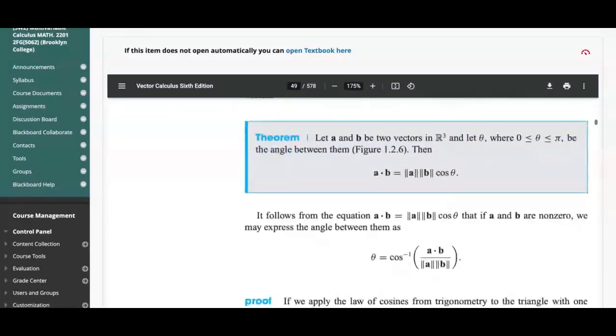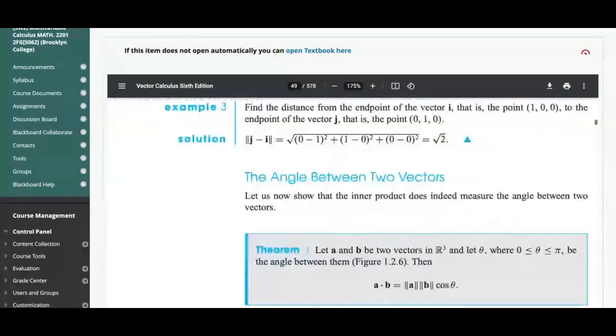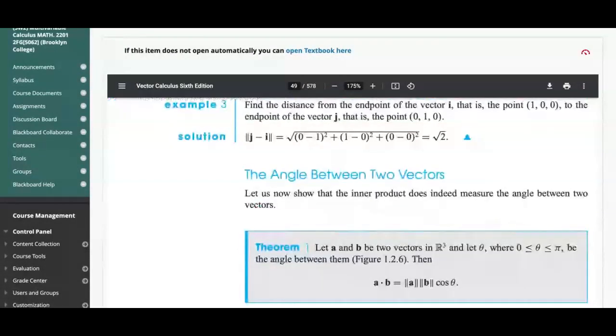And indeed, if you see the picture of it, remember i is a unit vector on the x-axis. j is a unit vector on the y-axis. Then if you want to form a triangle, you make a right triangle. One leg is 1, the other leg is 1. So what is the length of the hypotenuse? It's square root 2.